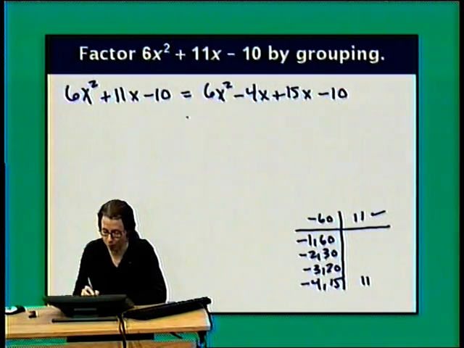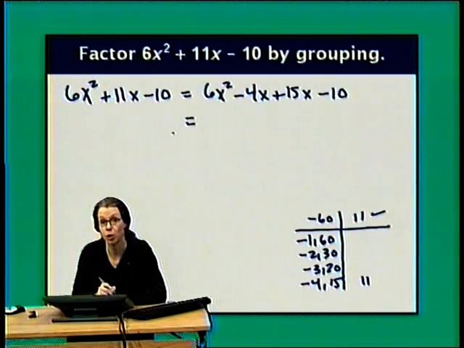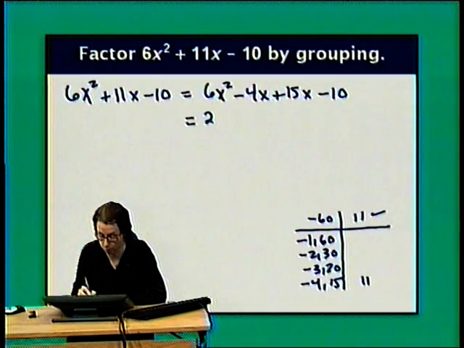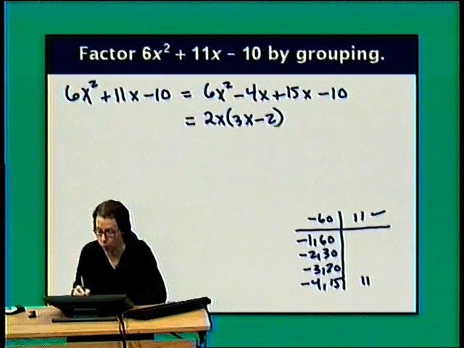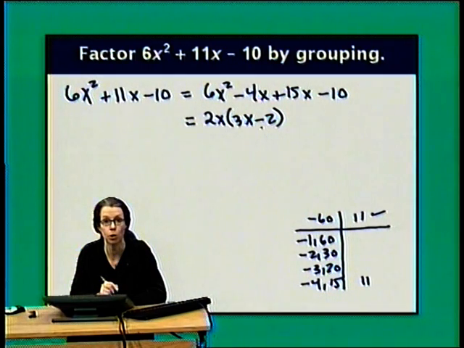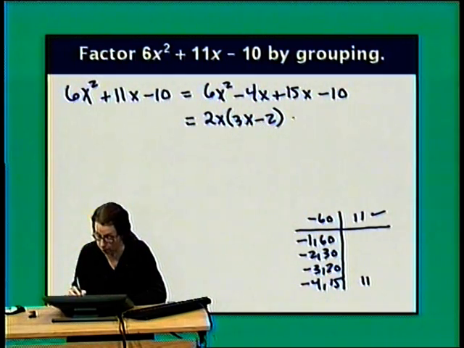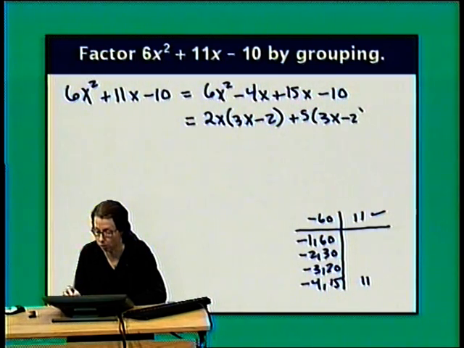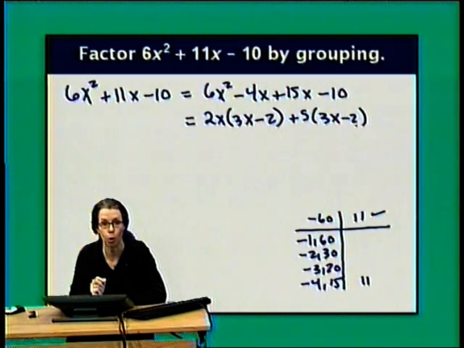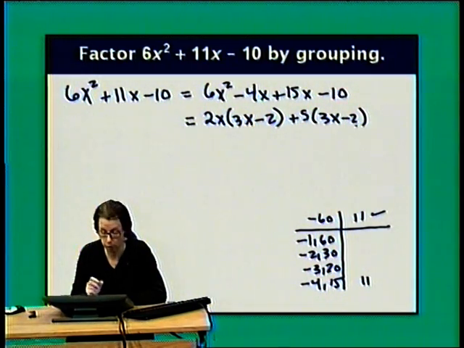Now I'll factor by grouping. The first two terms share a common factor of 2x. That leaves behind a 3x minus 2. The second two terms share a common factor of 5. That leaves behind a 3x minus 2. Again, I just do a quick check to make sure everything's okay on this line. Looking at it, I see everything looks pretty good.